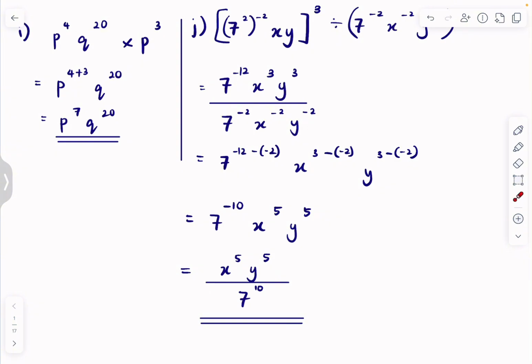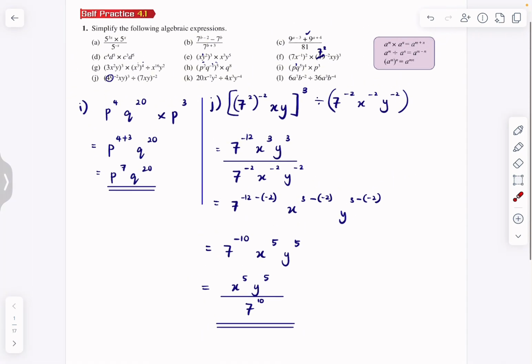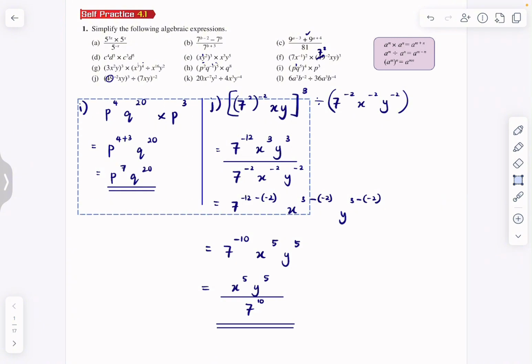To be honest, if you leave it like this also can. This will be a final answer as well. Or you want to change it into fractions also can. Right. That is J. We have 2 more.